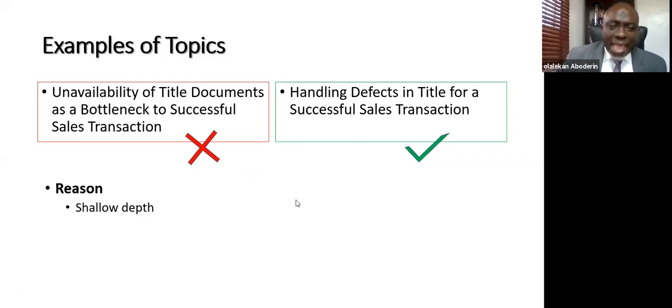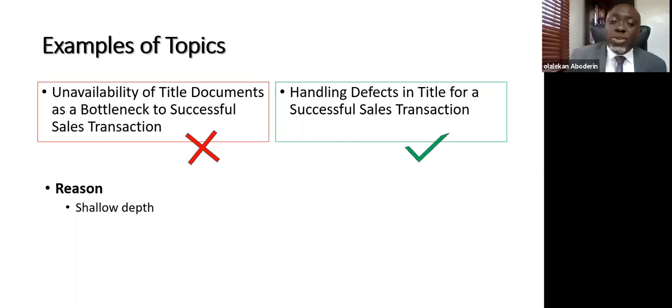So now, these are examples of topics I want us to consider. The first topic says unavailability of title documents as a bottleneck to successful sales transaction. I'm talking of topics submitted to NIESV, or topics brought to us to say, help me look at this topic I want to submit, or topics that have been submitted and disqualified. That is to say the obvious, isn't it? Noble colleagues, it's to say the obvious. That is a serious defect.